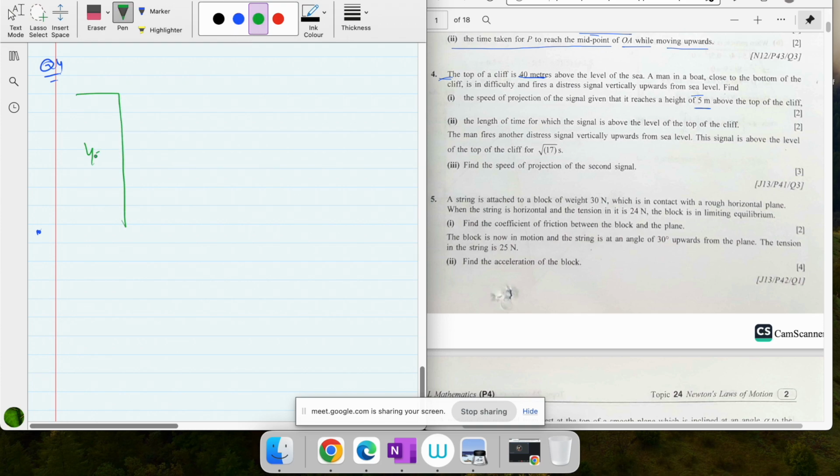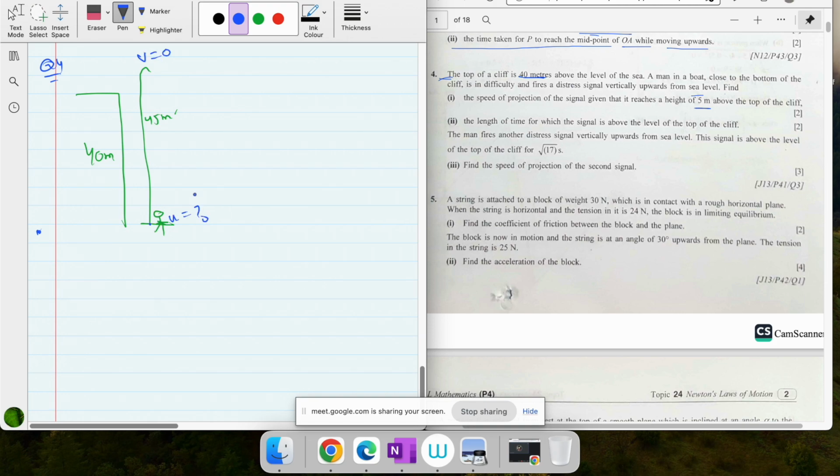The cliff is already 40 meters and a man fires a signal which reaches 5 meters above, so this is 45 meters. And we know that velocity at the highest point would be 0.